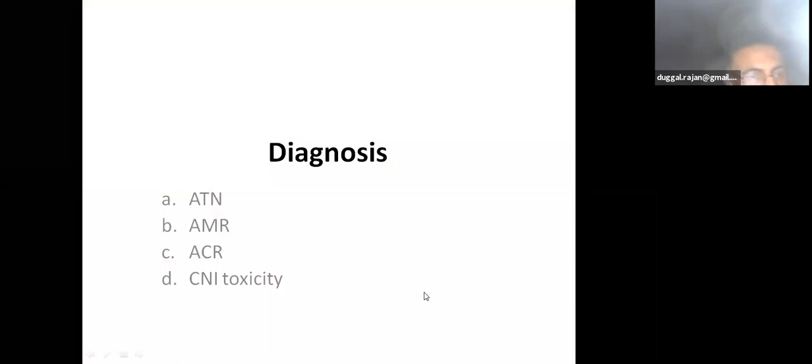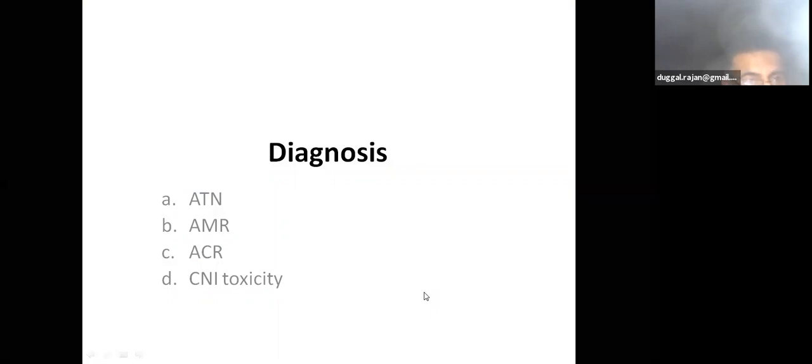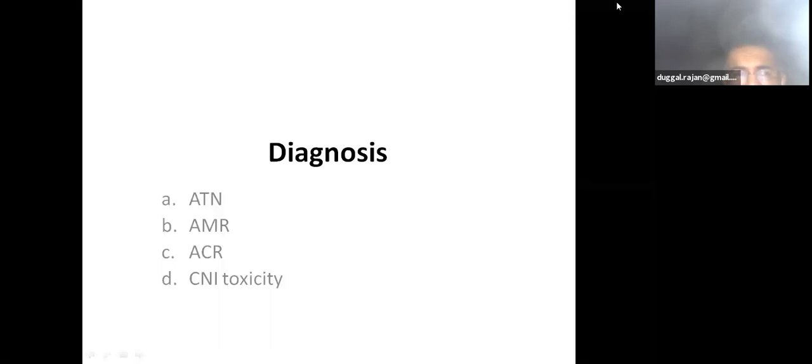Very good. ACR 1B, borderline cellular rejection. T3, okay, T3 I3, very good. Yes, because there is severe tubulitis and there is severe interstitial inflammation. Absolutely. So when there is severe tubulitis, it is not T1, it is like T3, because there is moderate to severe tubulitis. I'll show you why I'm labeling this as T3.